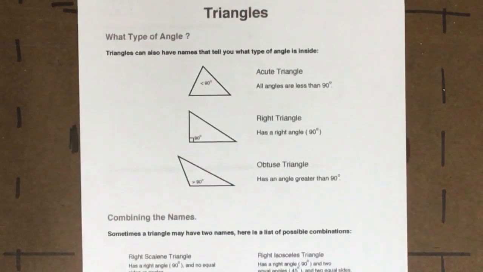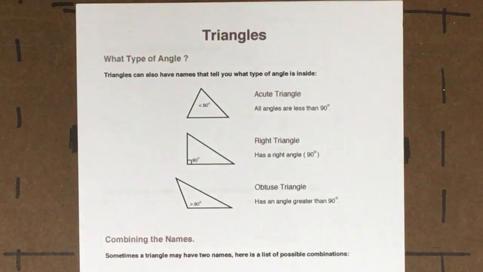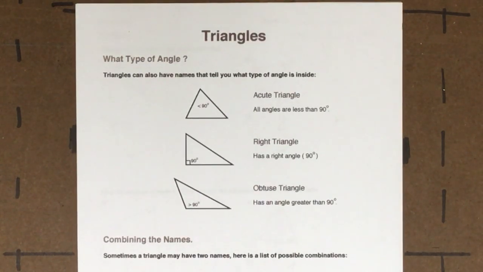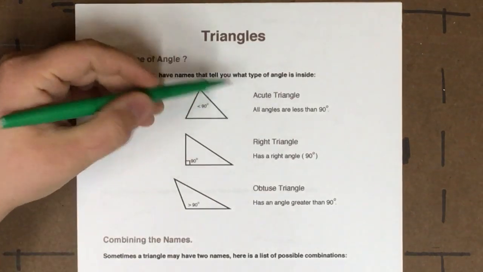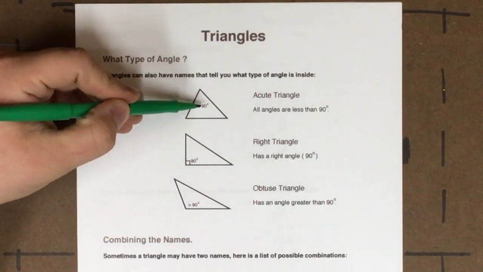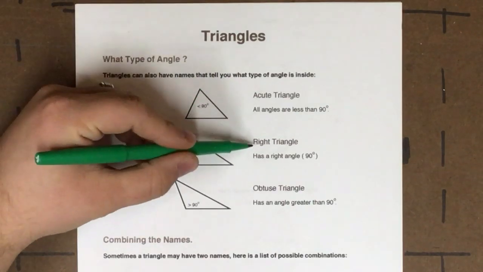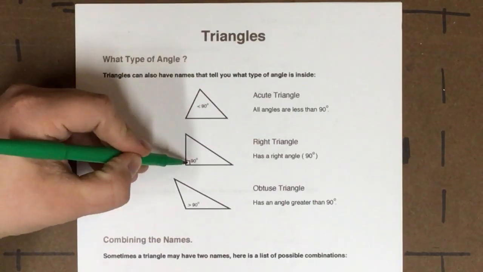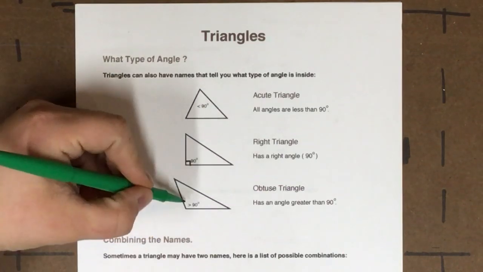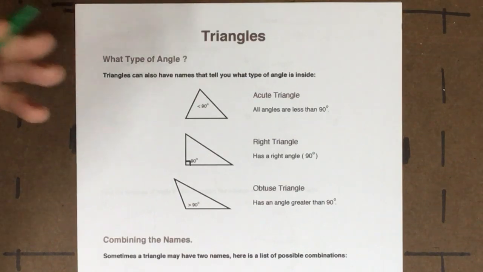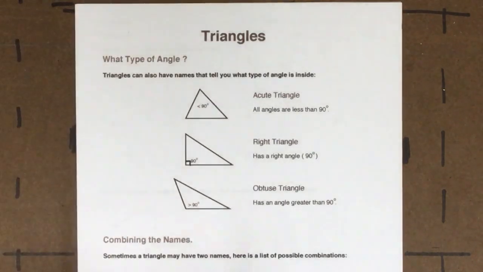Moving on, we're also going to talk about what kind of angle is in the triangle. There are three angles. There's acute, right, and obtuse. Acute is when it's less than 90 degrees, so any number between 1 and 89 will be considered acute. Right angle is 90 degrees exactly. Remember, there's that little square in the corner that tells you it's 90. And obtuse is anything greater than 90. It'll be anything from 91 and above.